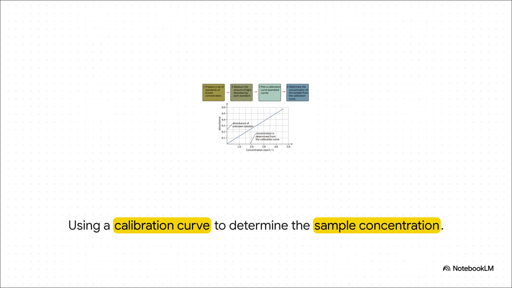To actually get a hard number for our environmental investigation, we create what's called a calibration curve. Think of this as creating a custom ruler. We prepare a set of standard solutions where we already know the exact concentration, say 1, 2, 3, and 4 parts per million. We measure how much light each one absorbs and plot those dots on a graph to draw a straight line. Once we have our ruler, we just pop our mysterious unknown water sample into the colorimeter, get its absorbance reading, and track that across to our line to reveal its exact concentration.